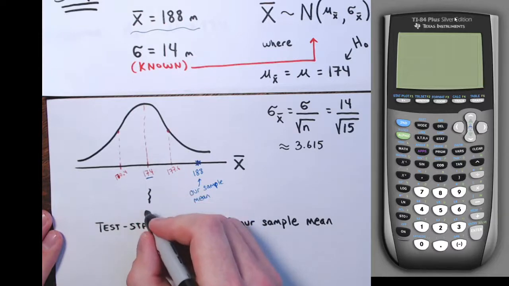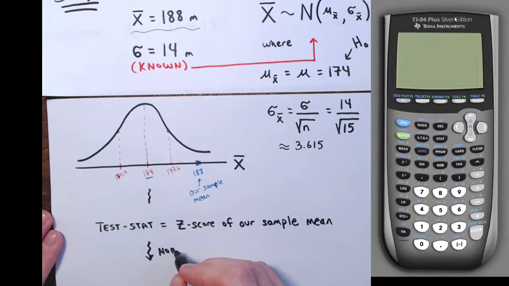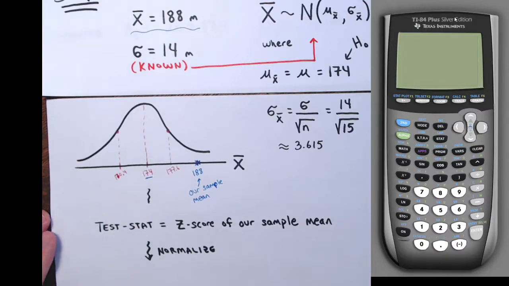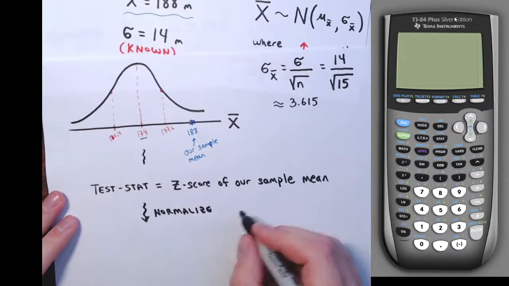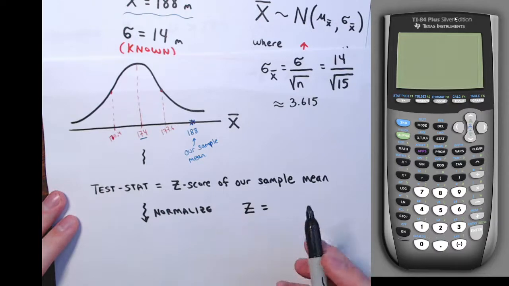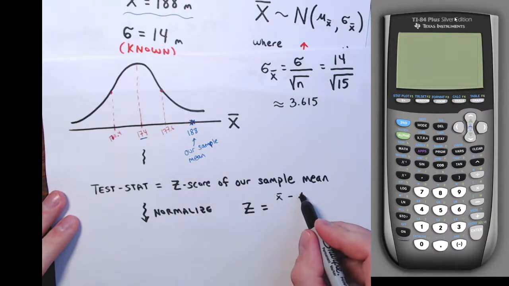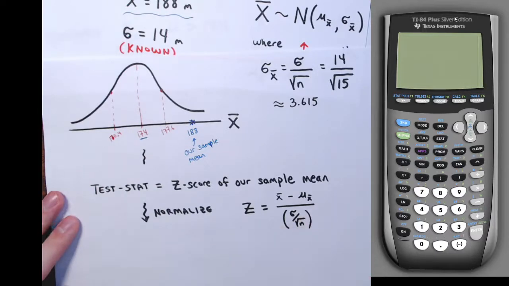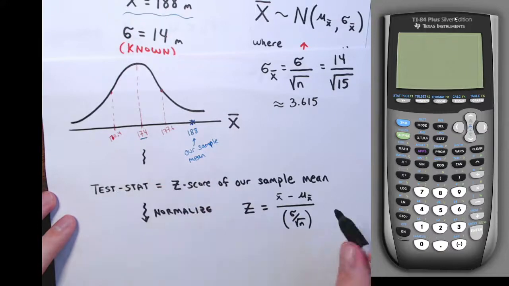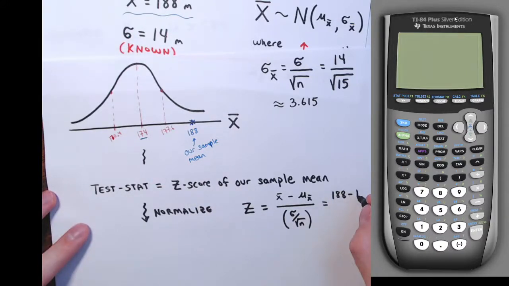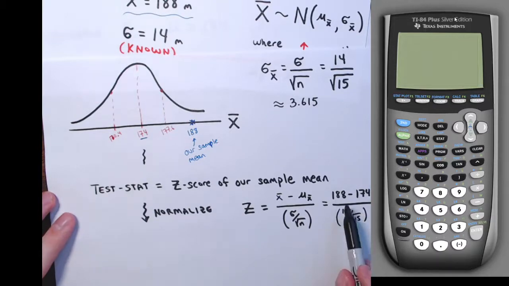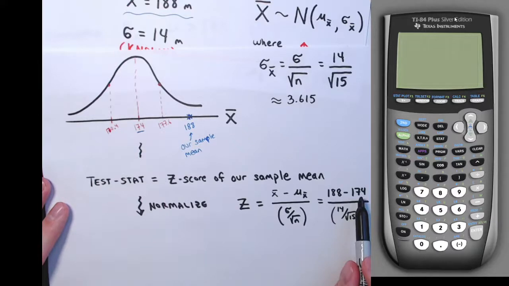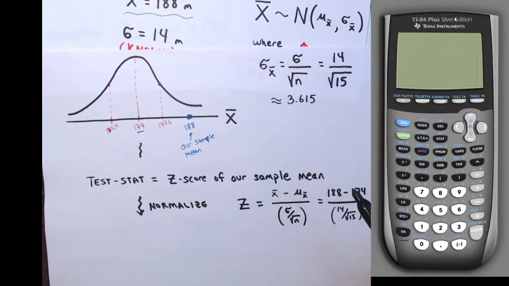All right, so what I'm going to do is normalize this random variable. Remember what that means: write everything as z-scores. The z-score for any particular mean would be that mean minus the mean of the means, divided by the standard deviation, which is sigma over the square root of n. So it's going to be 188 minus 174, divided by 14 divided by the square root of 15. I take my sample mean, subtract the mean of the means, what we're assuming from the null hypothesis, 174, and then divide that value by the standard deviation of the means, which was 14 divided by the square root of 15.